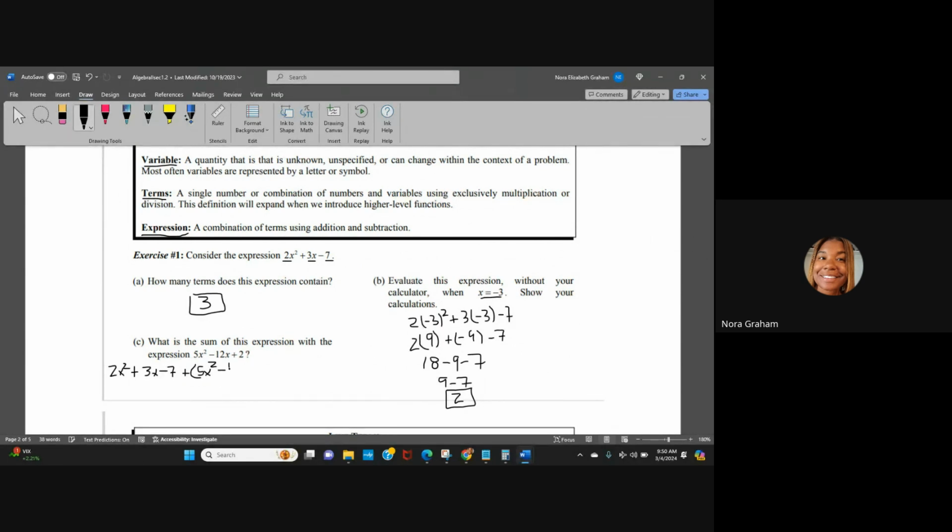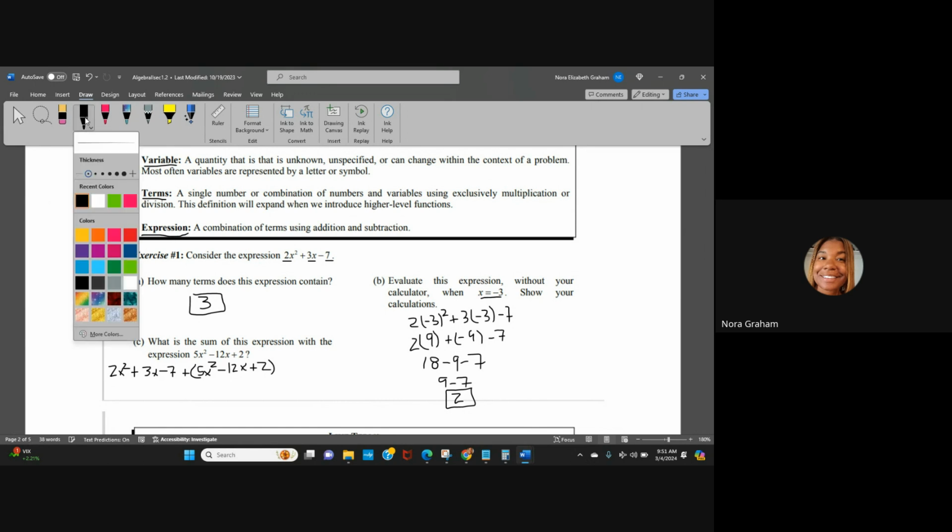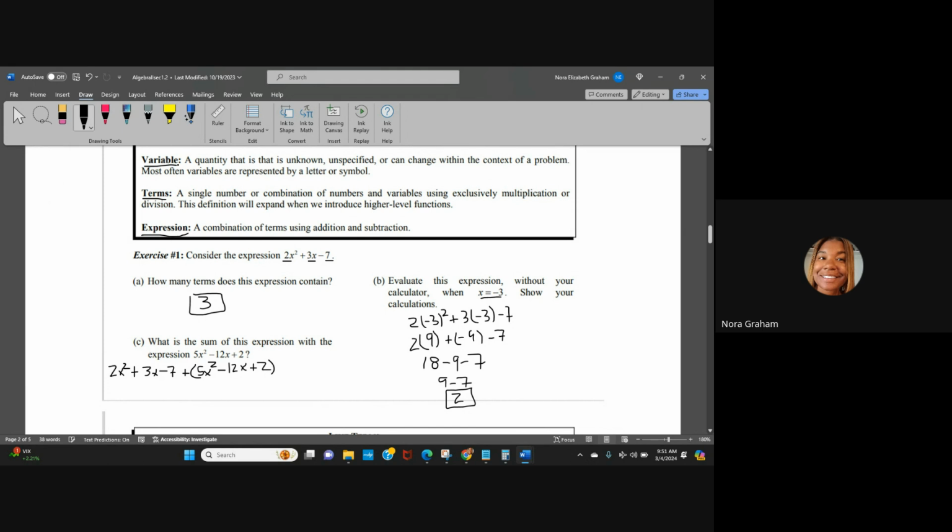So minus 12x and then plus 2. Okay. All right, so let's go ahead and add these through. I can take those parentheses away. No, I'll keep them there for now. Sorry. All right, so now I just want to combine my like terms, okay?